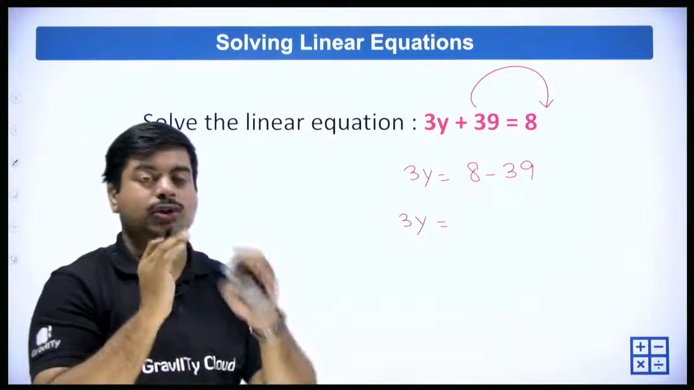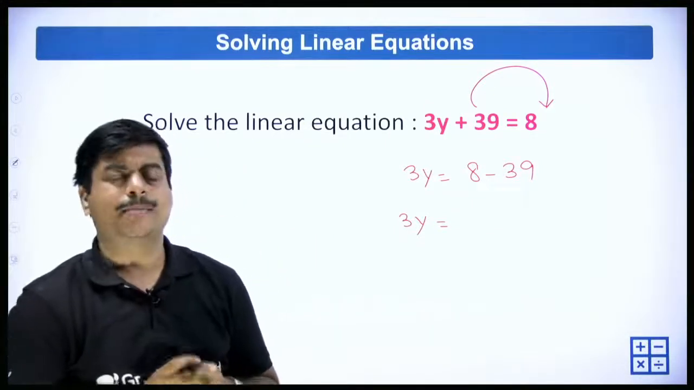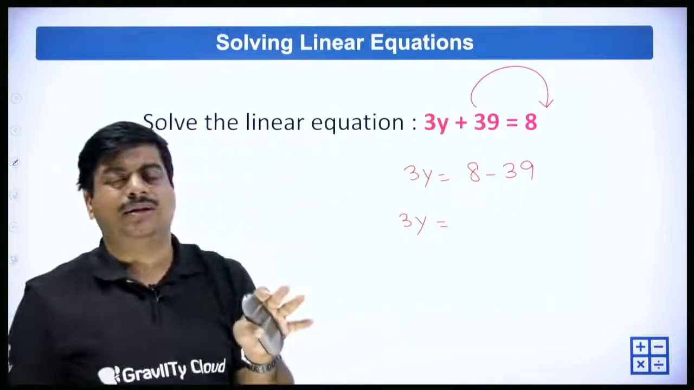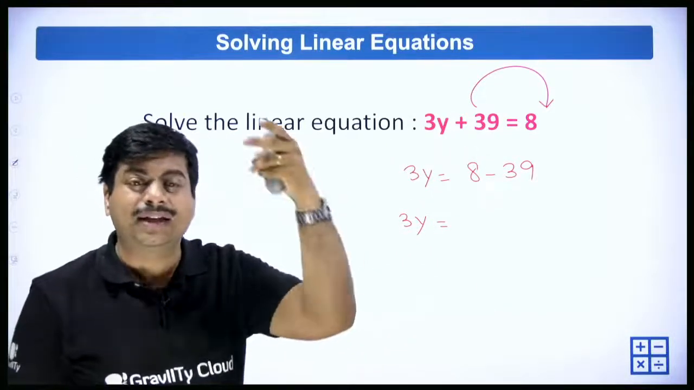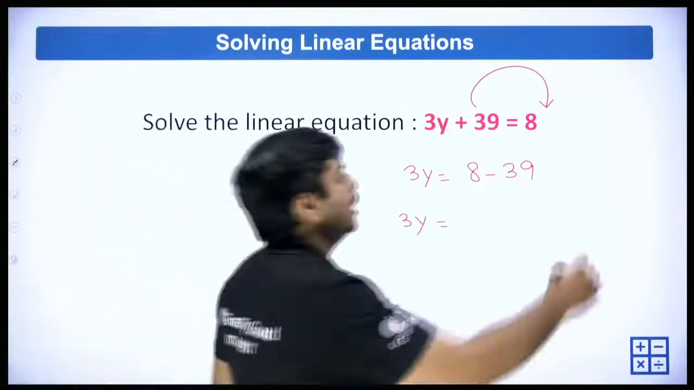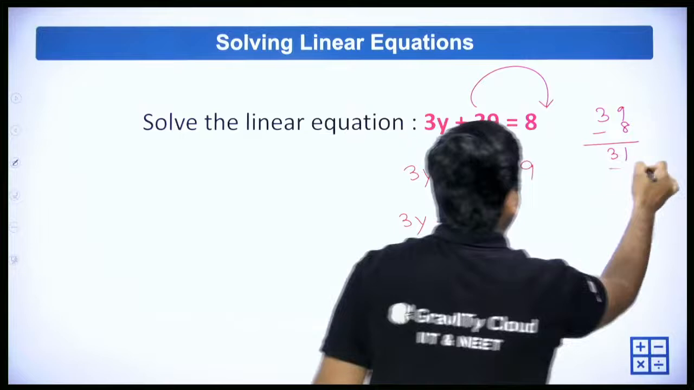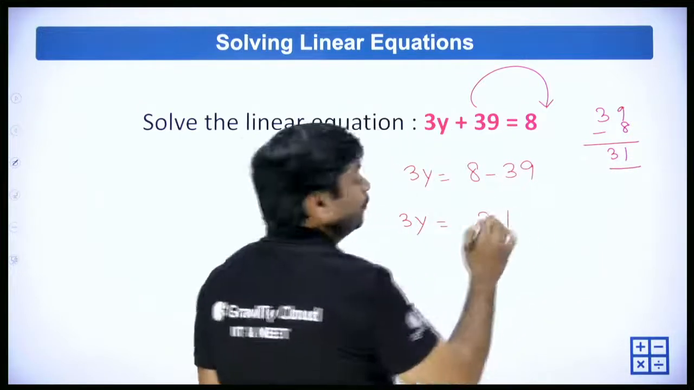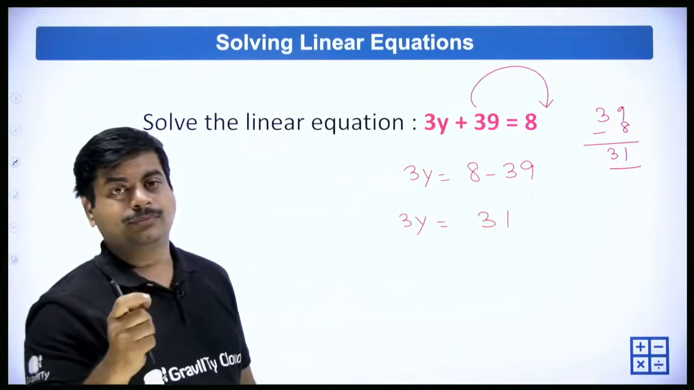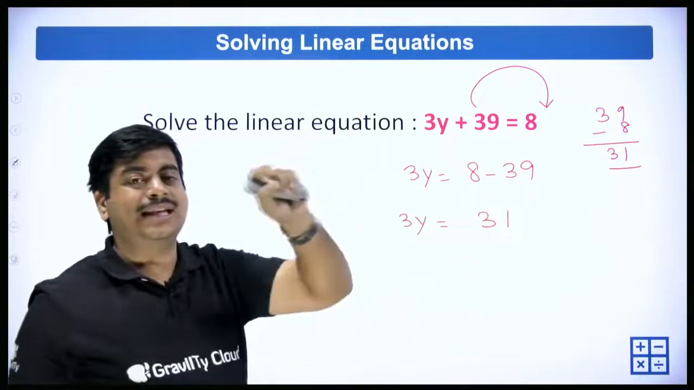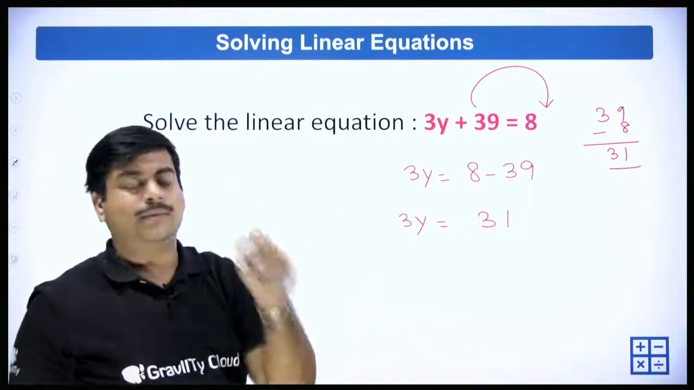Again, integers, you have already learned that. But if you're still confused, just subtract 39 and 8. 39 minus 8, how much is that? 31. But now, you should be very careful with the sign. For the highest number out of 8 and 39, whatever the sign is, the same sign will come.